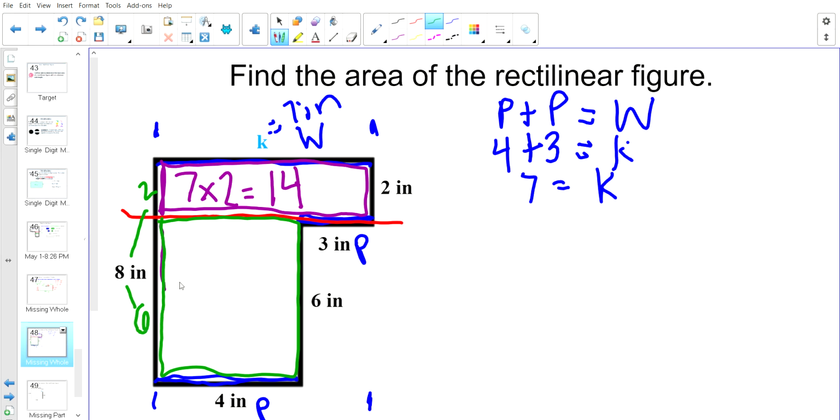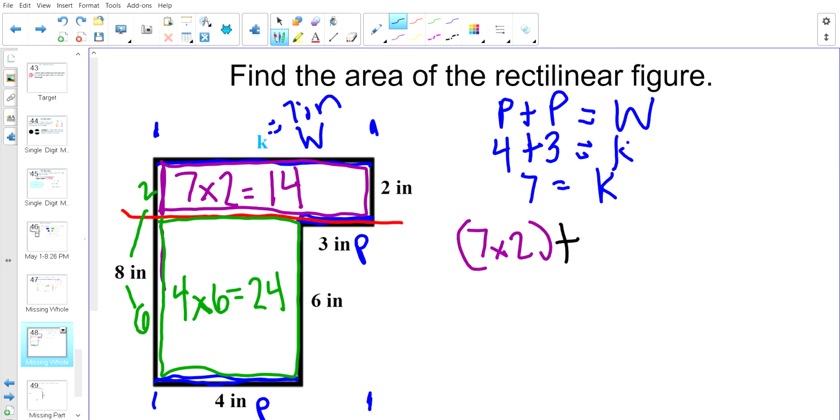So this rectangle is a 4 by 6 rectangle. 4 times 6 equals 24. So the total area of rectangle 2 is 24. Now I'm ready to go ahead and find the area of my rectilinear figure. I know that I need to add rectangle 1, the 7 by 2 rectangle, plus rectangle 2, the 4 by 6 rectangle, to find the total area.